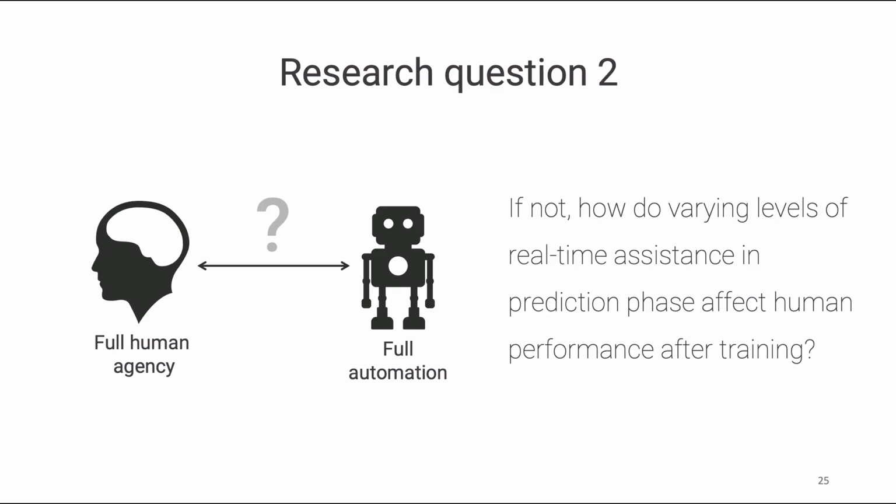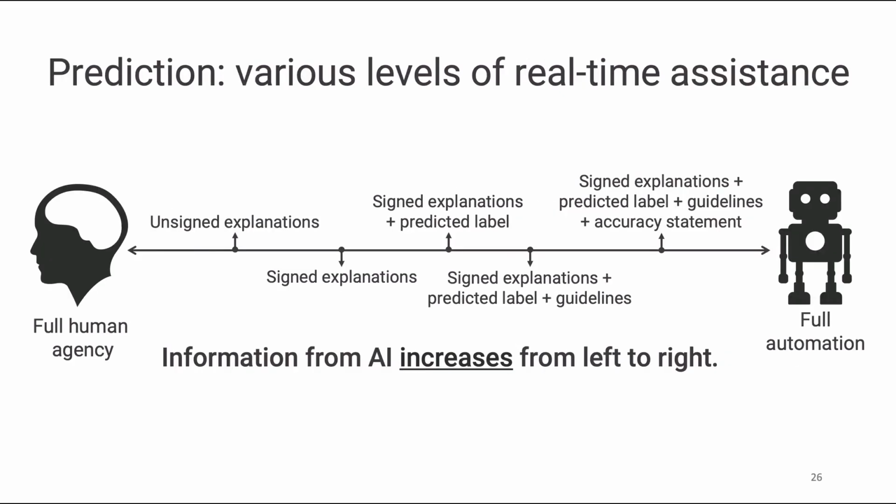Due to the limited effectiveness of tutorials, we recognize that humans should be provided some assistance during the prediction phase. In the second research question, we want to find out if exposing participants to various levels of real-time assistance in the prediction phase would affect their performance. Here, the spectrum shows the different levels of real-time assistance between full human agency and full automation. Overall, the amount of information from the machine learning classifier increases along the spectrum.